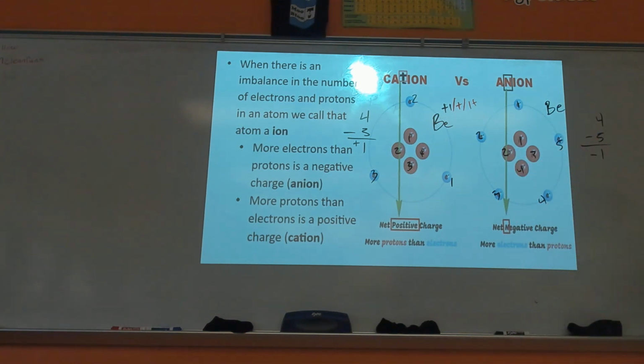Now, coming over here for the anion version, it's still Be, right? We still have 4 protons. But now you have a -1 charge, so you'd say -1. Or, again, the 1 is assumed, so you could just say minus. Or if you're trying to be cool, you could say 1- and do that thing.